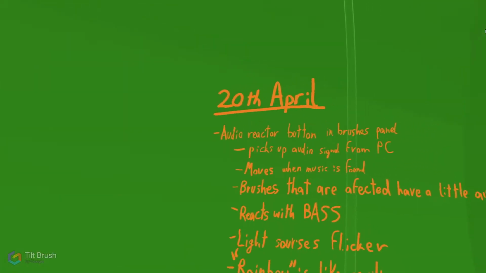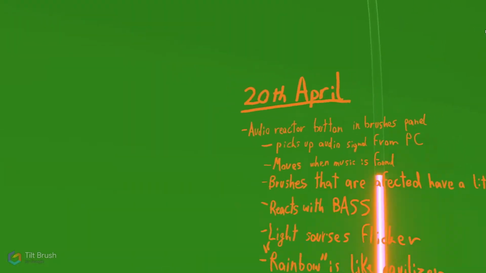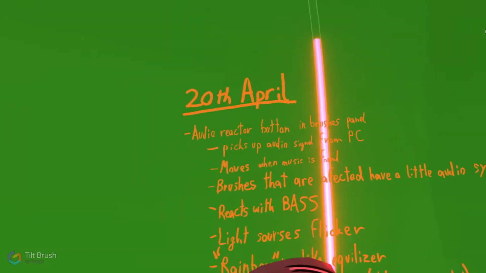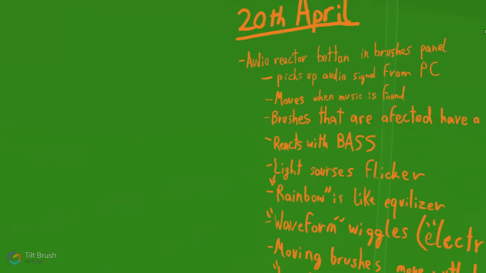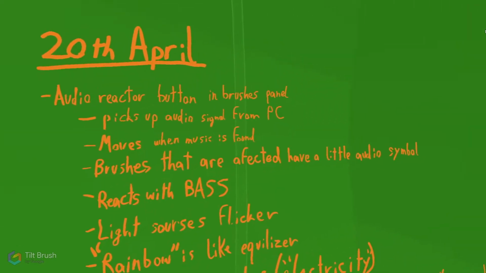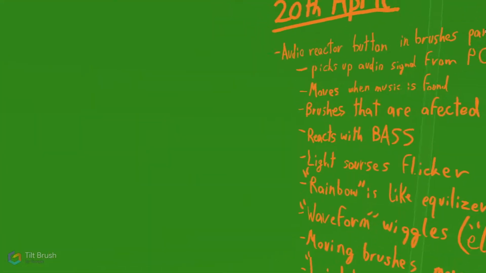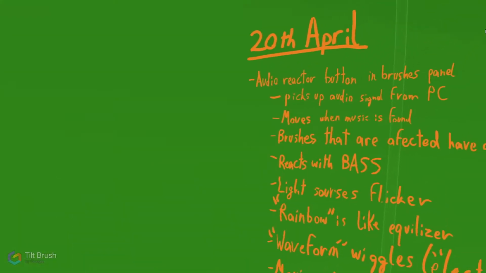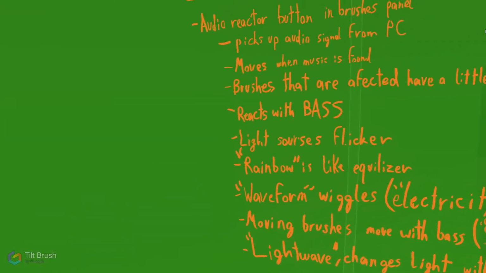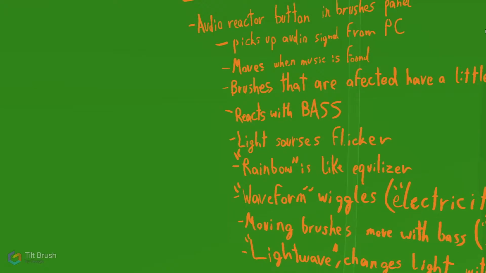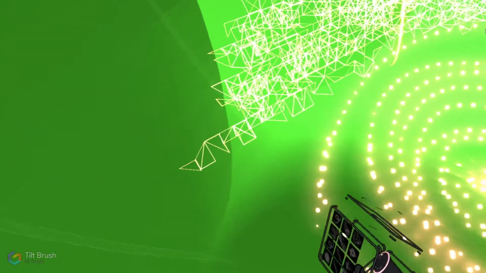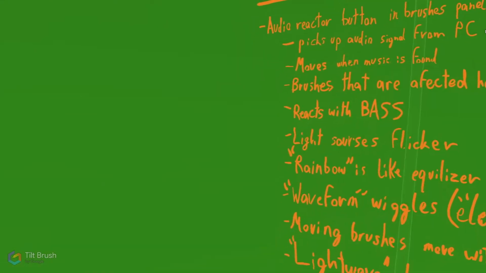So the Audio Reactor button is what I talked about before. It picks up the audio signal from the PC and moves when music is found. Brushes that are effective have a little audio symbol, as I have explained. They react with bass. The light source usually flickers. So let's say the dots, usually it's always the light source which flickers. Well, at least that's one of the cases.